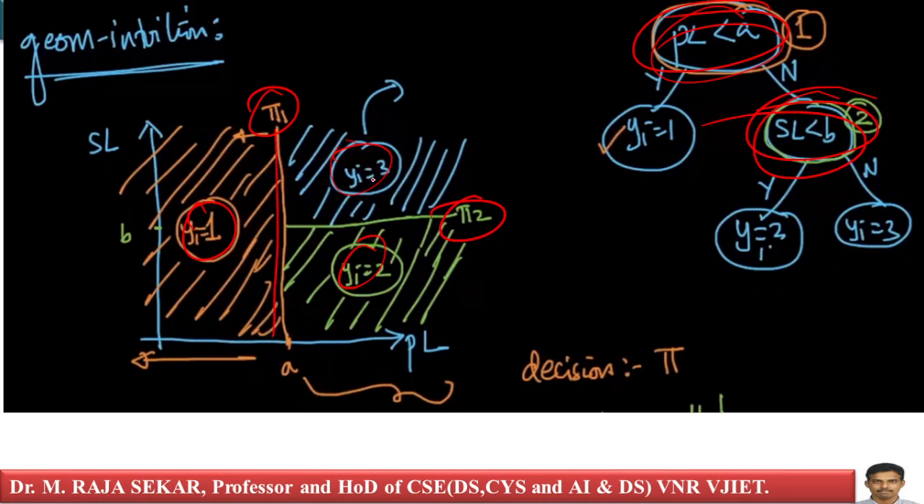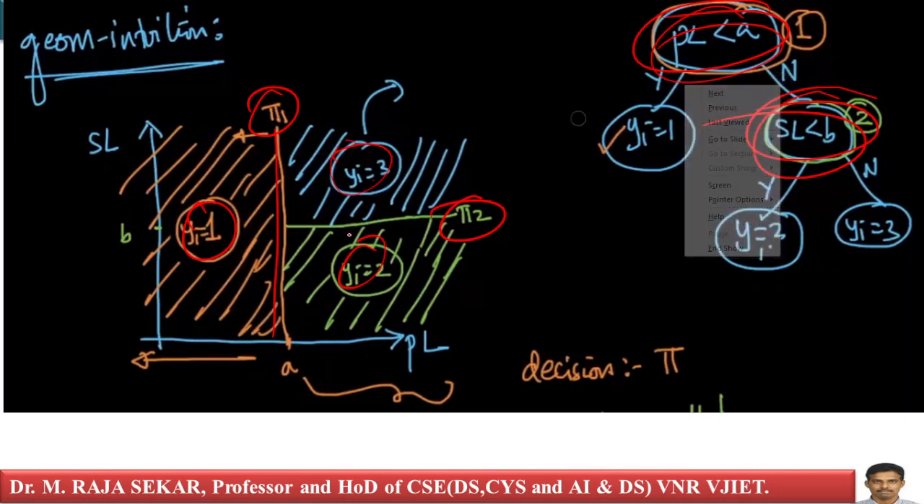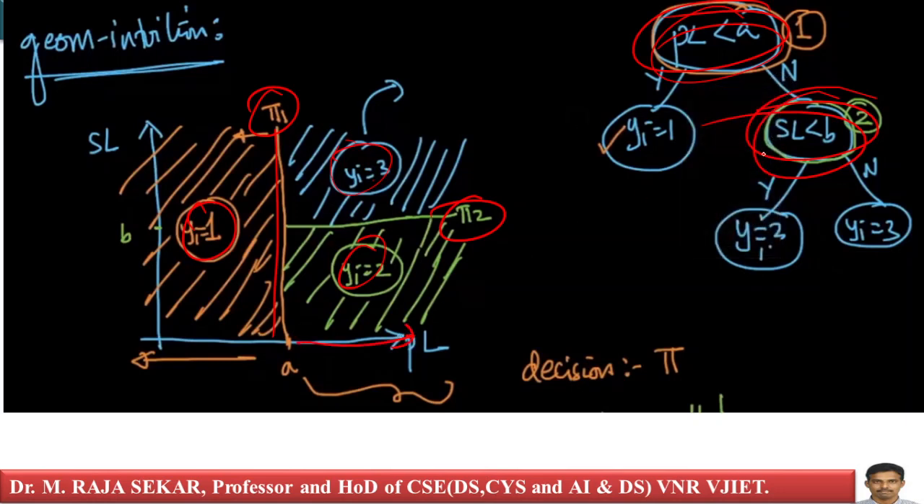What is yi equal 3? Yi equal 3 means petal length less than a? No, it means petal length greater than a. Greater than a means this region, and sepal length less than b. Less than b means no. No means what? Greater than b. Greater than b means this region. This is the yi equal to 3. Anybody can understand this simple diagram, isn't it?